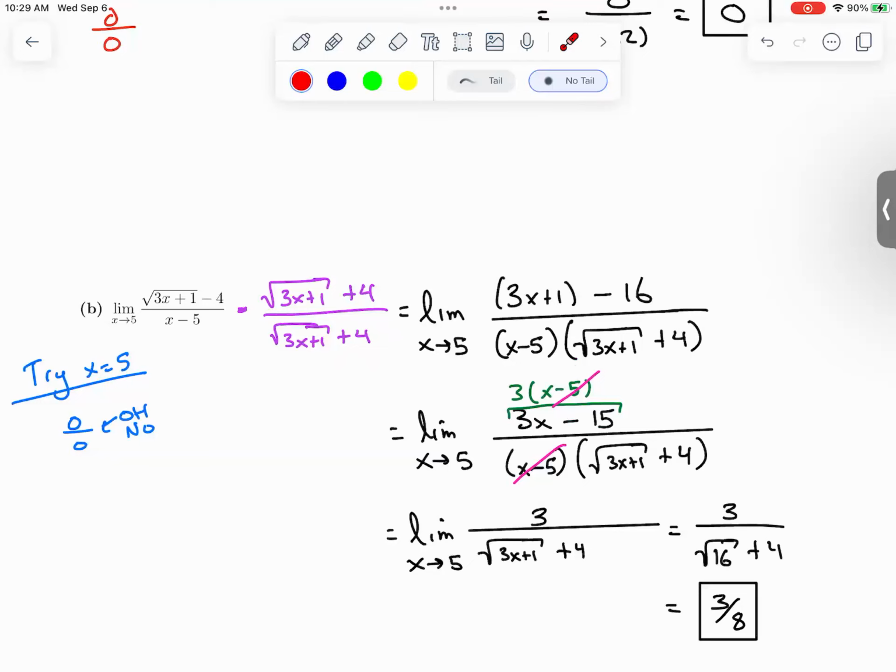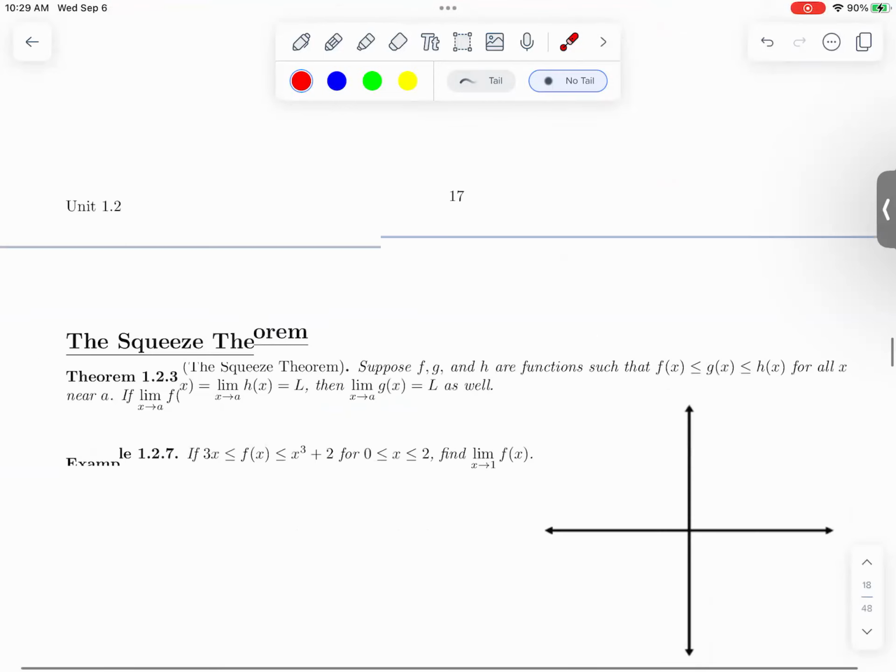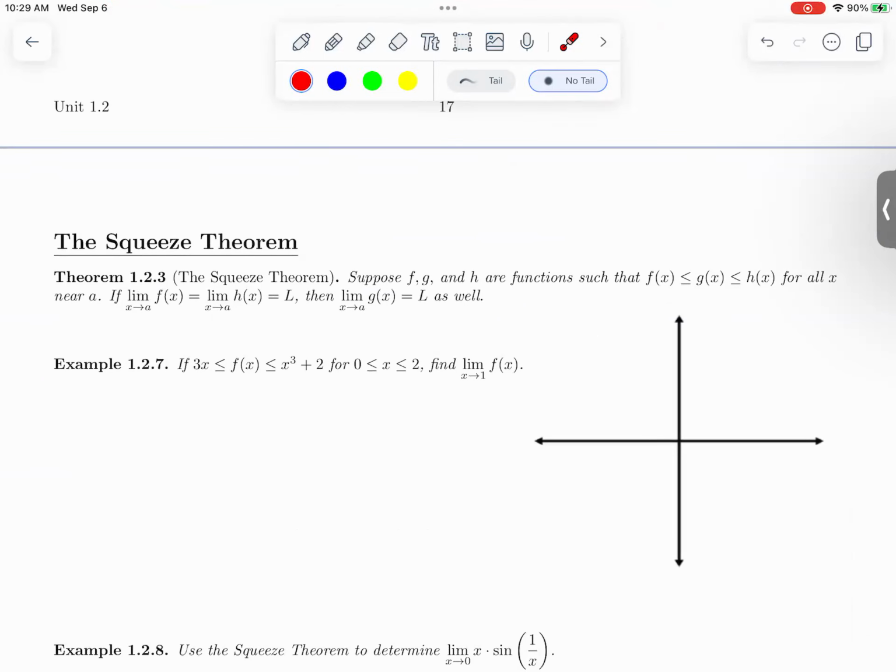Okay, which comes to one of the cool theorems, the squeeze theorem. Squeeze theorem. Let f, g, and h be functions such that f of x is less than or equal to g of x is less than or equal to h of x for all x near a. Doesn't need to be for all x, but just when you're local, when you're around the x value a, all your functions need to be sandwiched that way.